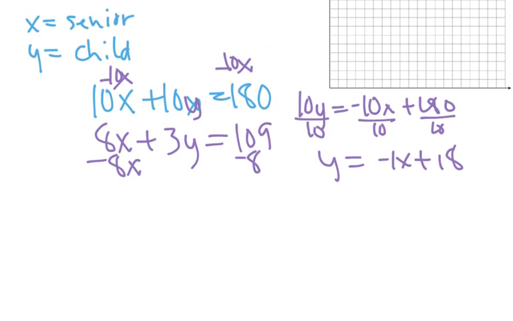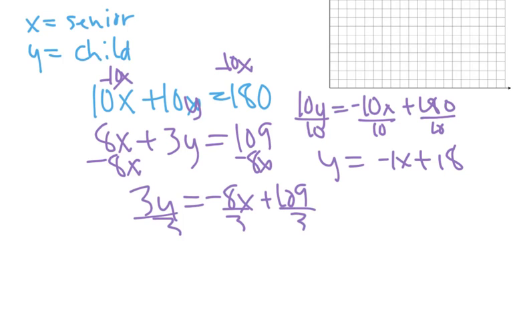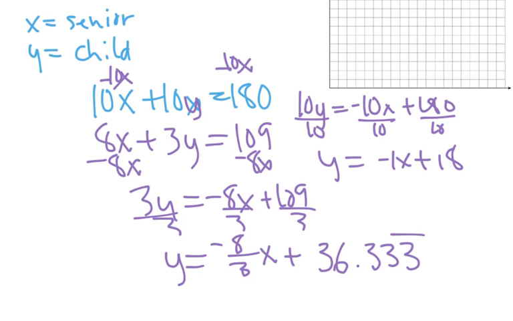Minus 8x, 3y equals negative 8x plus 109, divide by 3. And this one's not going to work out: y equals negative 8/3 x plus 36.3, with that decimal. That's not easy to graph for us. So once again, we jump to our handy dandy technology.